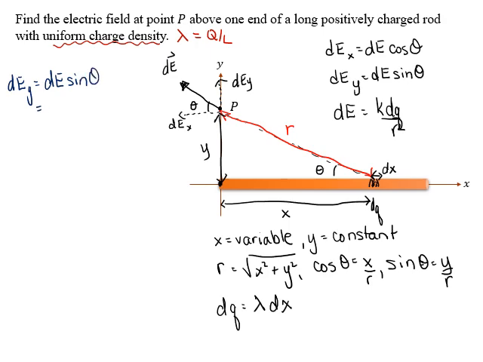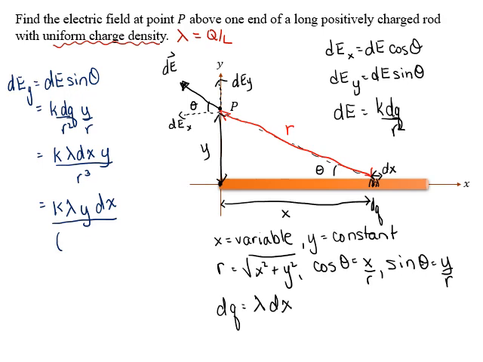dE is k times dq over r squared. Sine theta is y over r. So we've got k, dq is lambda times dx. It's times y. We've got r squared times r on the bottom. That gives us r cubed. So we've got k times lambda. I'm going to swap the order of my dx and my y because I'm allowed to do that. And typically in a math class, you put your d whatever at the end. Y times dx. And then that's divided by r cubed.